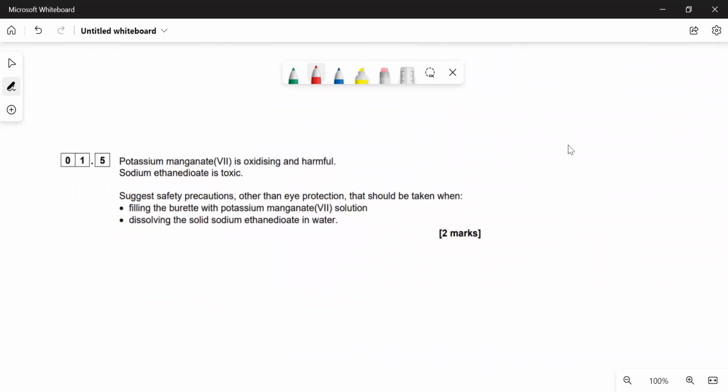Potassium manganate is oxidizing and harmful. Sodium ethane dioate is toxic. Suggest safety precautions other than eye protection that should be taken when filling the burette with potassium manganate. Sensible thing is to fill it at eye level. So take it out of the stand and fill it up rather than standing on a chair, whatever. So fill at eye level.